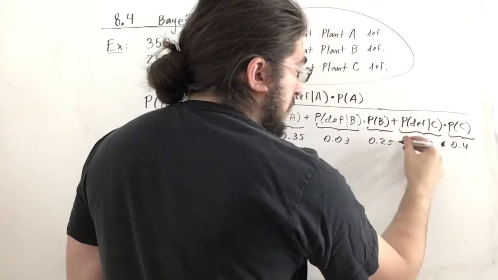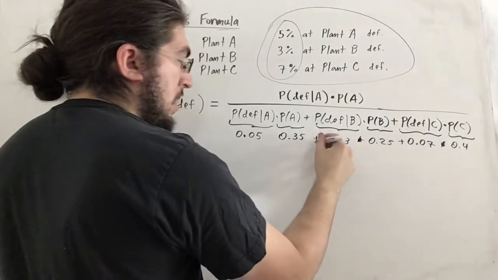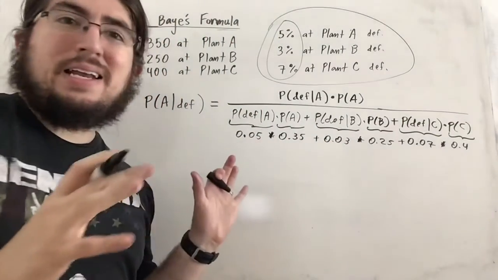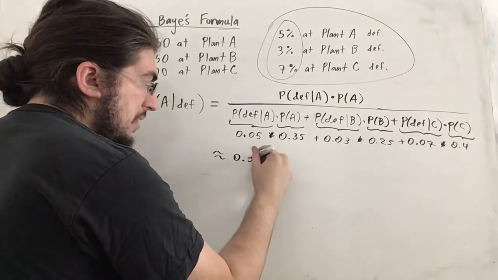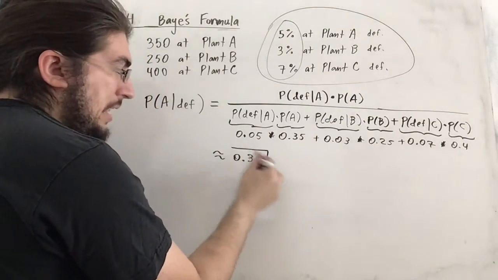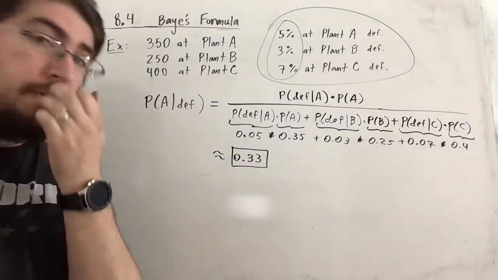So now let's just multiply and add. Just like that, and let's see what we get. So plugging all of this into my calculator, I got about 0.33. So that is the answer, and that's it for this problem.